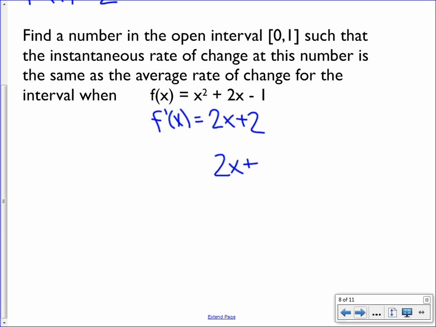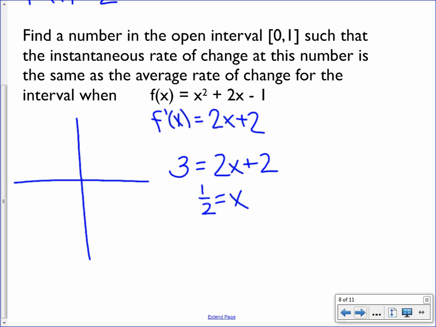And then we use algebra. How are we gonna solve that? That's 2.5. And 1/2 is between 0 and 1.